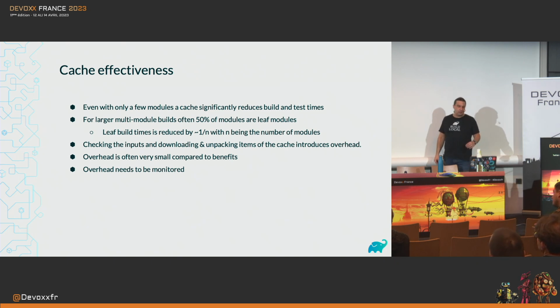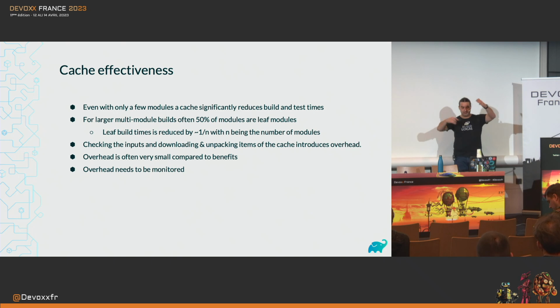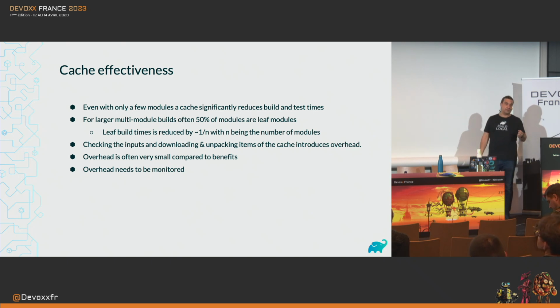So even with only a few modules, a cache can significantly reduce build and test size. For larger multi-module builds, sometimes 50% of these modules are considered leaf modules, right? And so the last build time is reduced then by, in direct proportion to n, with n being the number of modules.